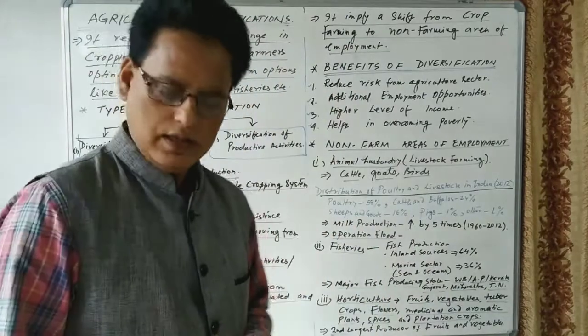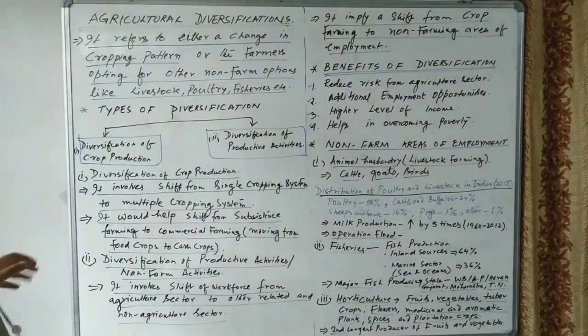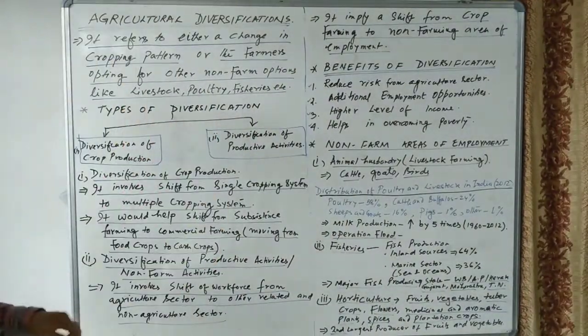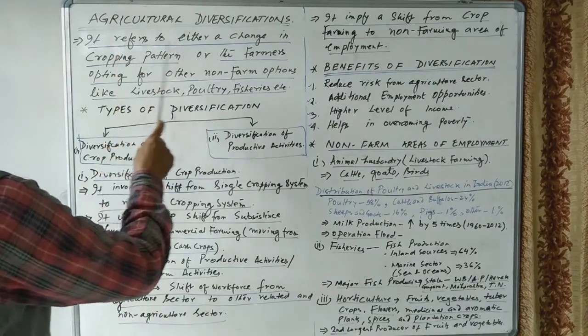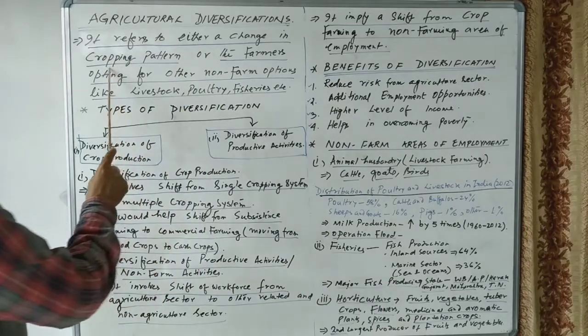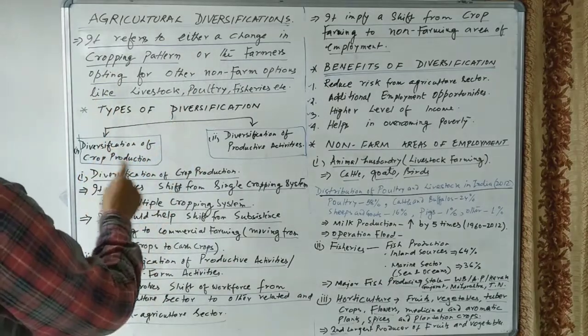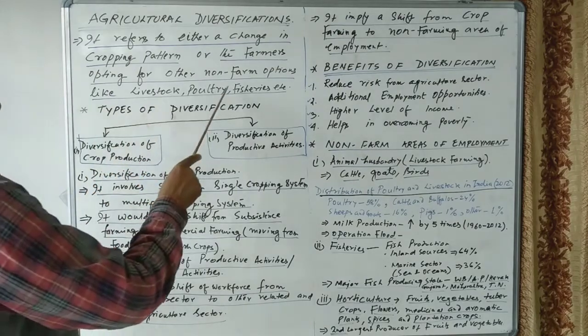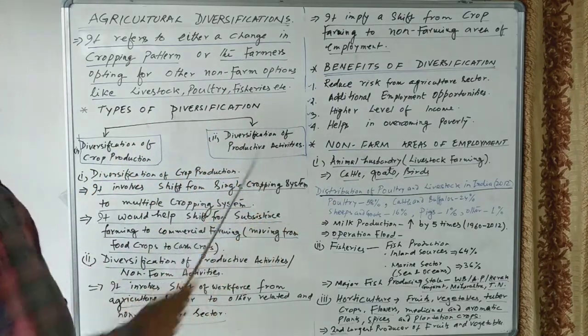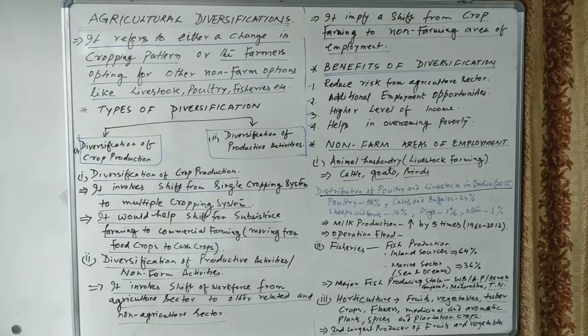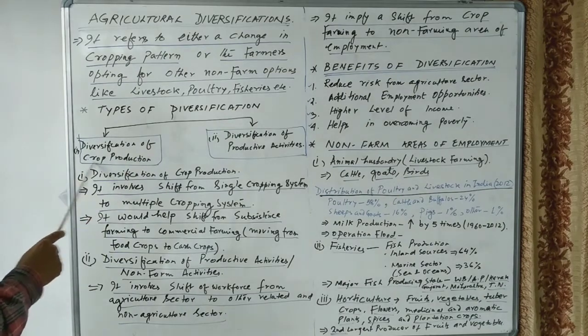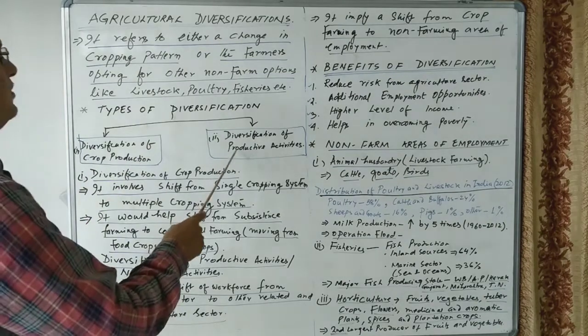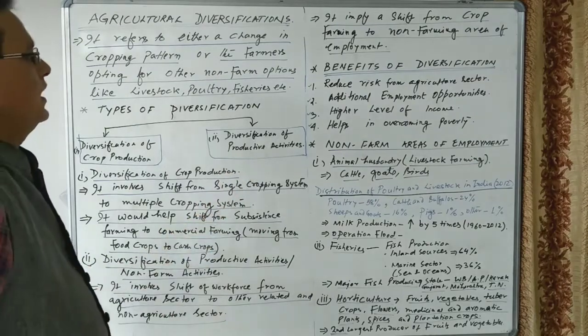So let us see what we have learned here today. We have learned the meaning of agriculture diversification. Agriculture diversification refers to either a change in cropping pattern, or the farmers opting for other non-farm options like livestock, poultry, fisheries, or horticulture. Then there are two types. One is diversification of crop production. Another one is diversification of productive activities.